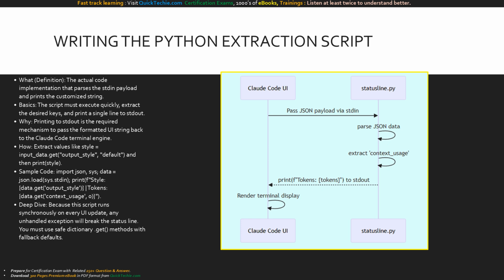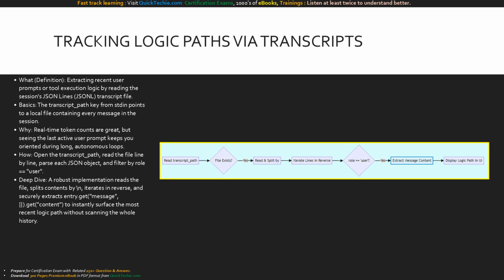Claude catches this output and immediately renders the fresh terminal display. Let's escalate our capabilities by tracking logic paths via transcripts. What does this mean? It means dynamically extracting the last user prompt or active tool call directly from the session's JSONL transcript. The basics rely on utilizing that transcript path key we discovered earlier. Why do this? Real-time token counts are helpful, but when you are orchestrating long, autonomous AI loops, displaying the exact prompt the agent is currently working on keeps you perfectly oriented.